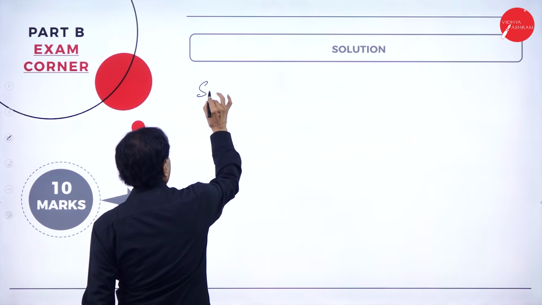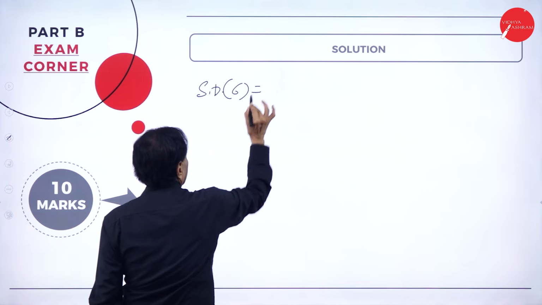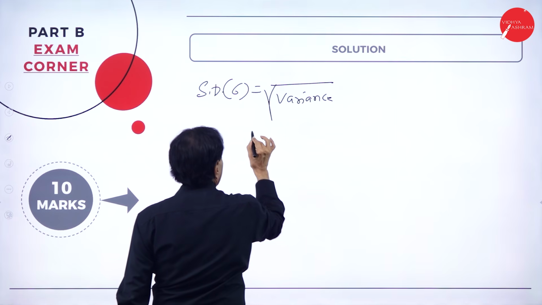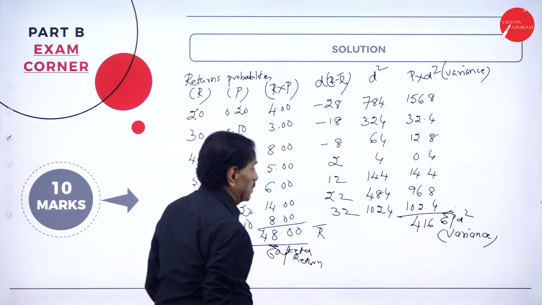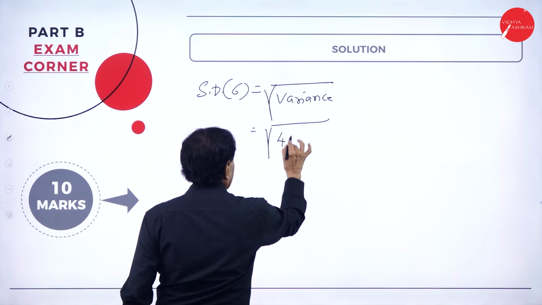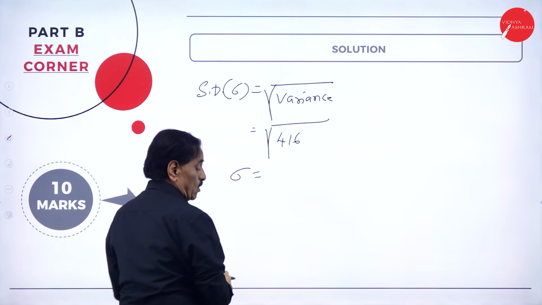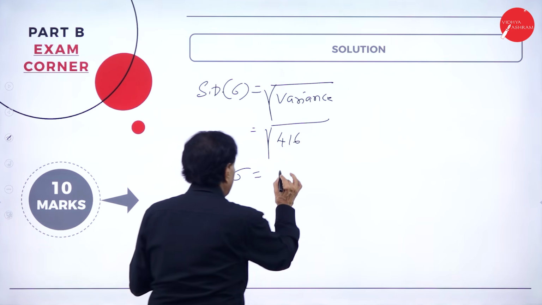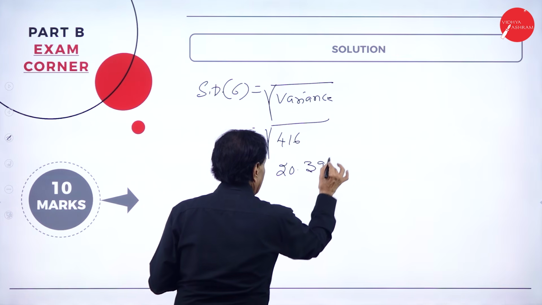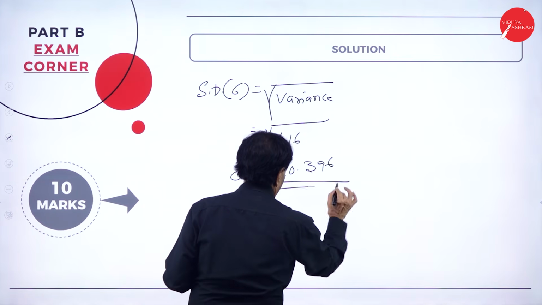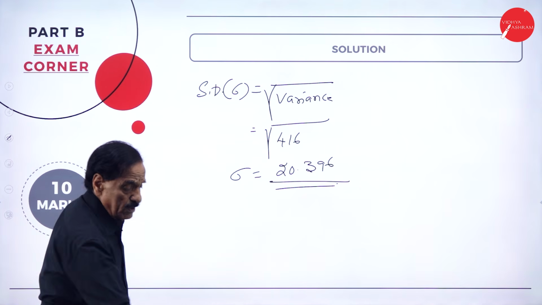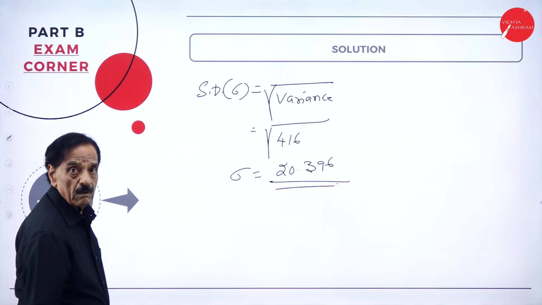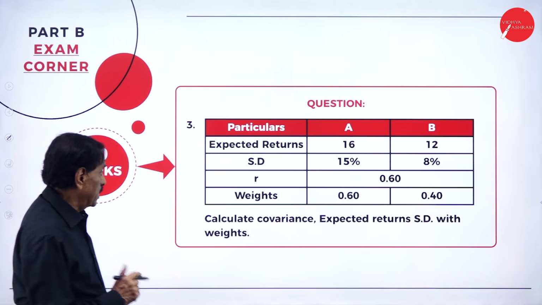Then standard deviation is equal to the root of variance, is equal to the root of, what's your variance? 416. So standard deviation is equal to root of 416, which is 20.396. This is the answer. 10 marks. 10 marks question. One without probability, second one with probability. Hope you understand this. I go to this one.